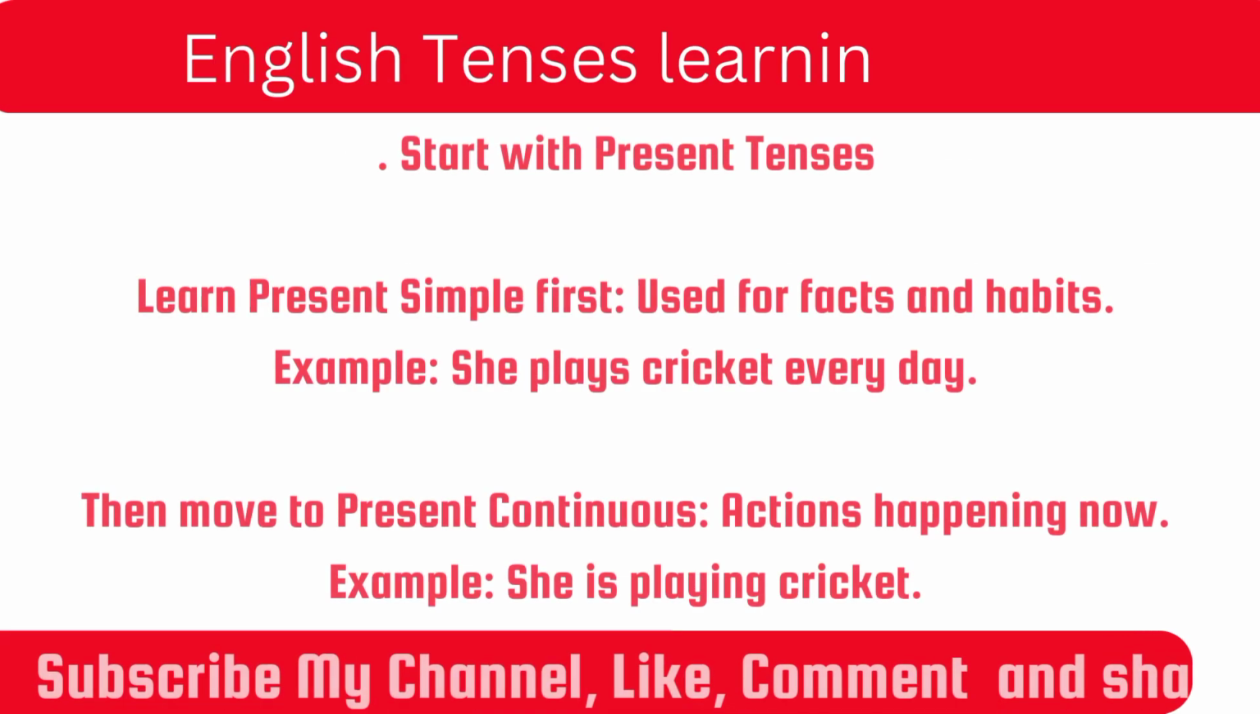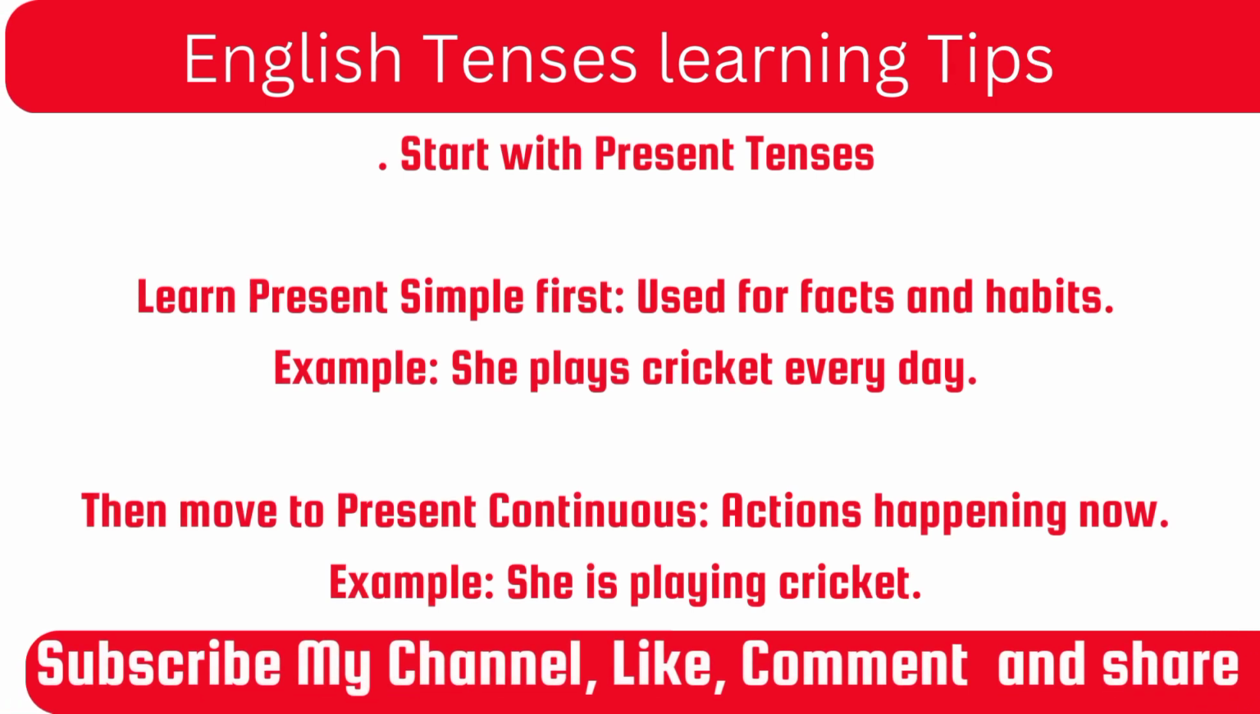2. Start with present tenses. Learn present simple first. Used for facts and habits. Example: she plays cricket every day. Then move to present continuous. Actions happening now. Example: she is playing cricket.